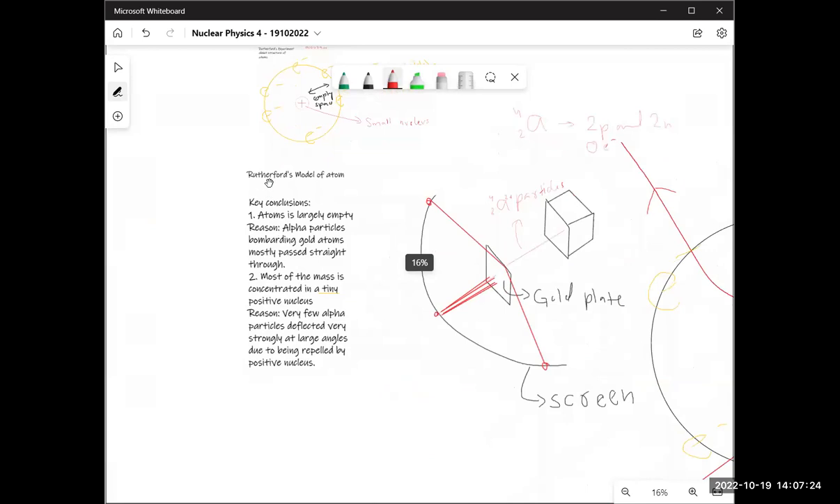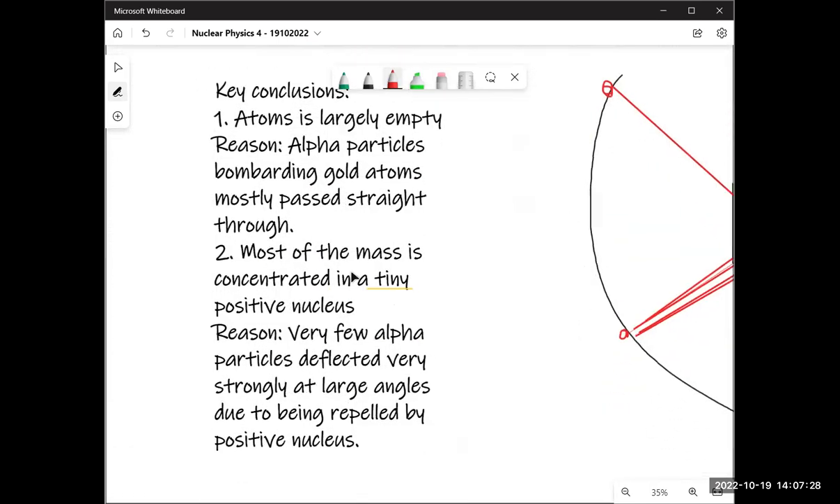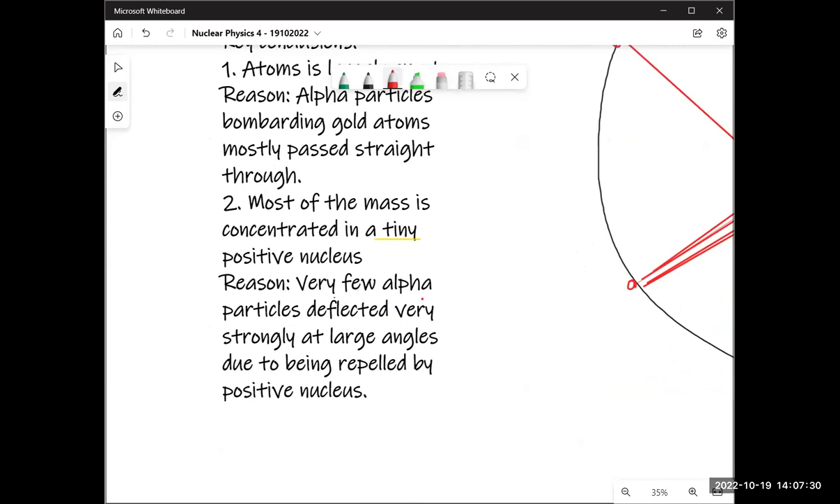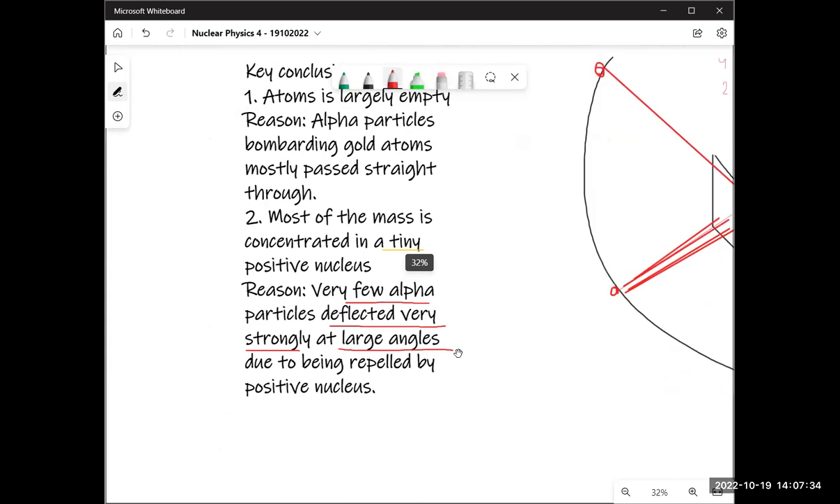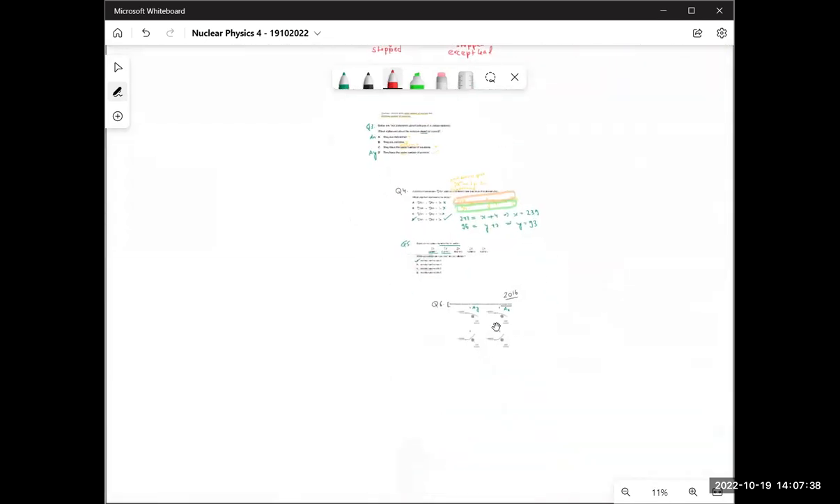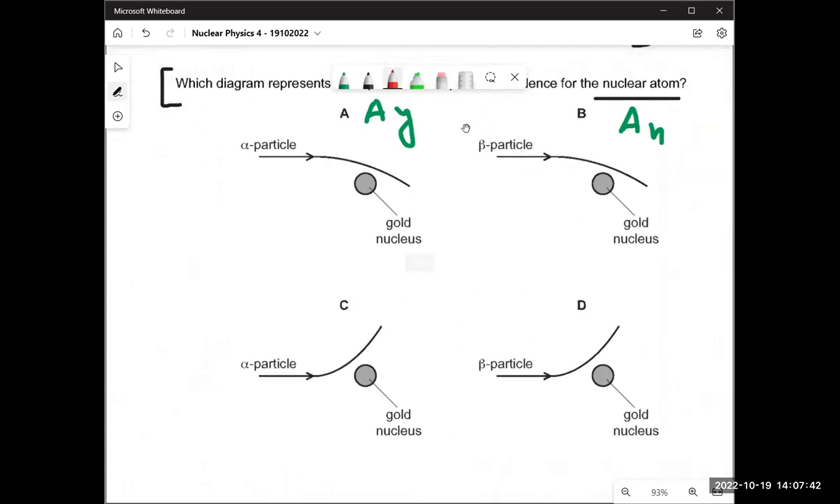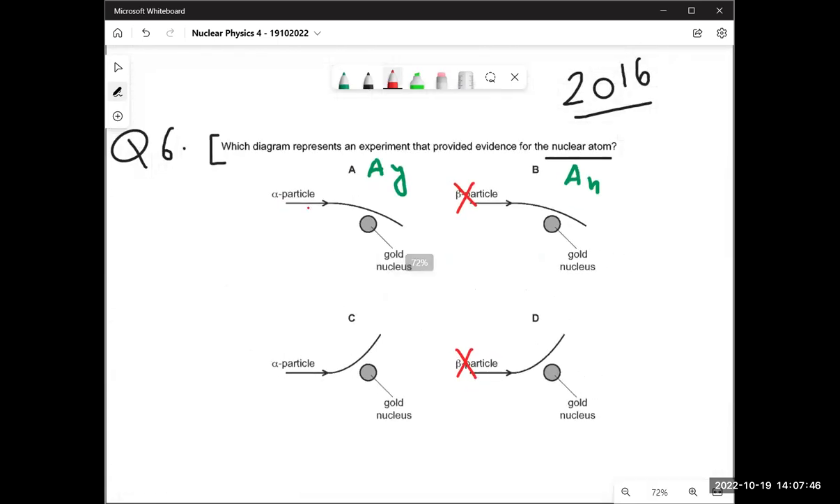The key observation is alpha particles bombarding gold atoms. Few alpha particles were deflected very strongly at large angles. Let's see which of these must be correct now. We did not use beta particles, so that's wrong. We used alpha particles. So these two options are wrong. Now, between this and this, which has to be the correct one?